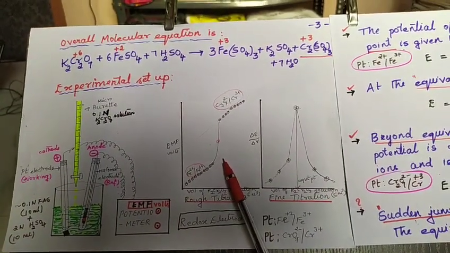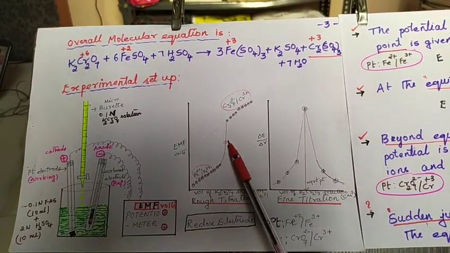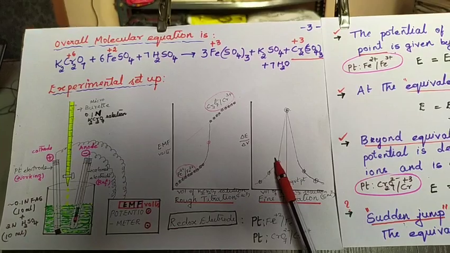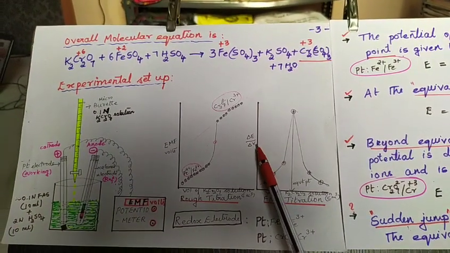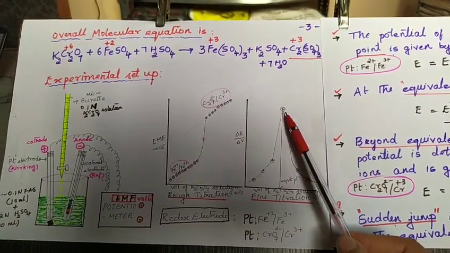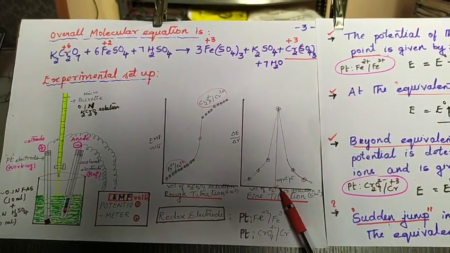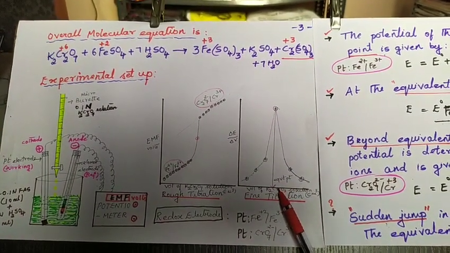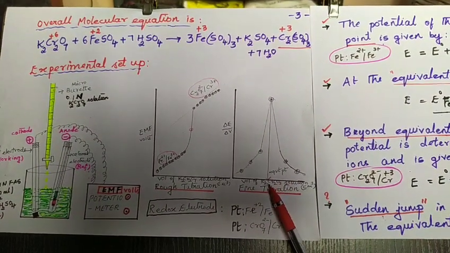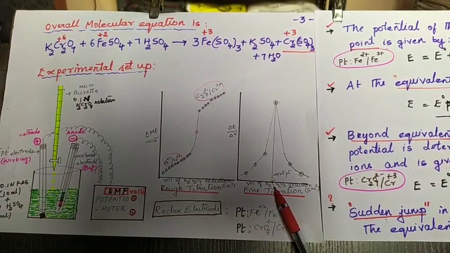Using the rough titration plot, we cannot find the exact midpoint. So we have to plot the differential plot, that is delta E by delta V versus volume of dichromate solution, which will give the peak. Extrapolate this peak to the x-axis, which gives the equivalent point. Through this we can find out the concentration of the dichromate solution.